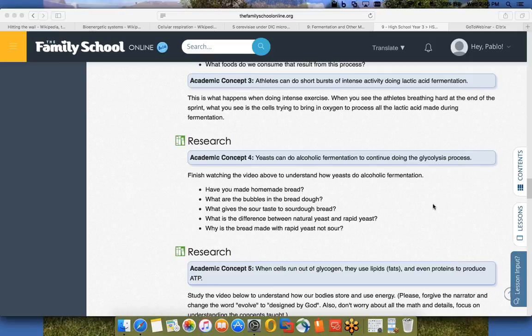So for baking bread, it converts the fermentable sugars in the dough into carbon dioxide, which then causes the dough to expand, and sometimes it forms little pockets or bubbles, as it says in academic concept number 4, where it asks where the bubbles come from. It's because of the reactions to the fermentable sugars in the dough that create carbon dioxide. Exactly, that's right. So the bubbles and what makes the bread rise is the yeast expelling carbon dioxide. Good job.